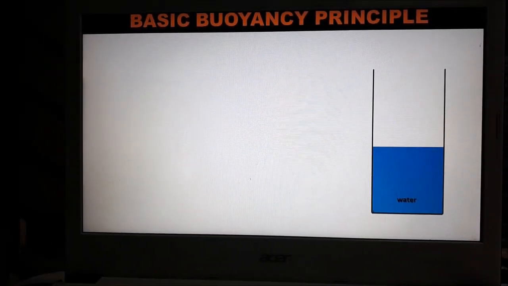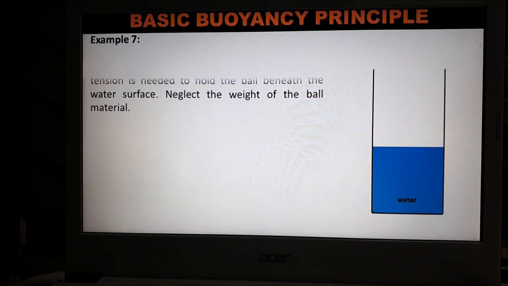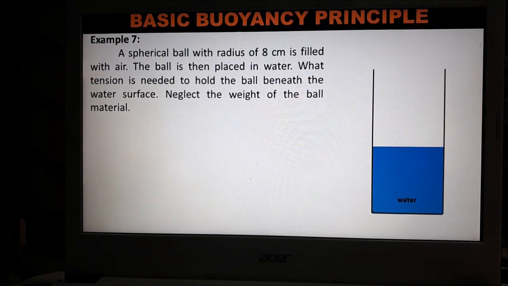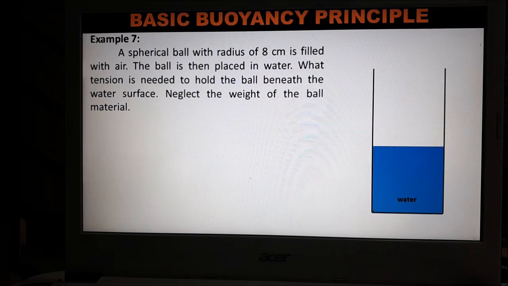And for our next problem, we have example number 7. A spherical ball with radius of 8 cm is filled with air. The ball is then placed in water. What tension is needed to hold the ball beneath the water surface? That is, neglecting the weight of the ball material.